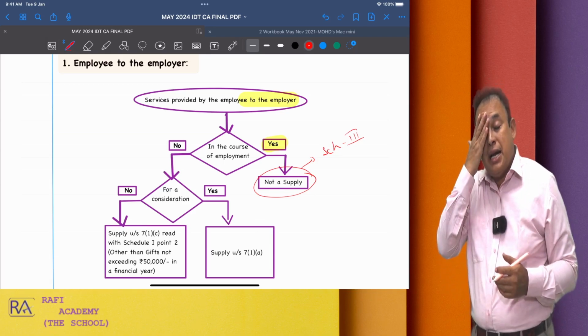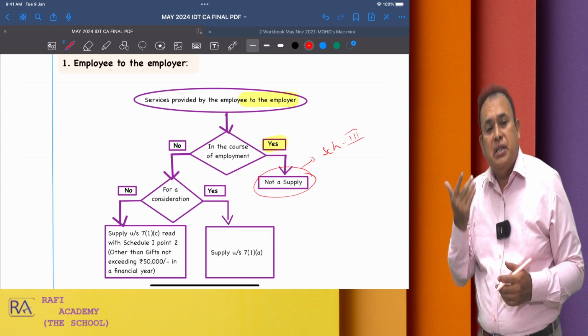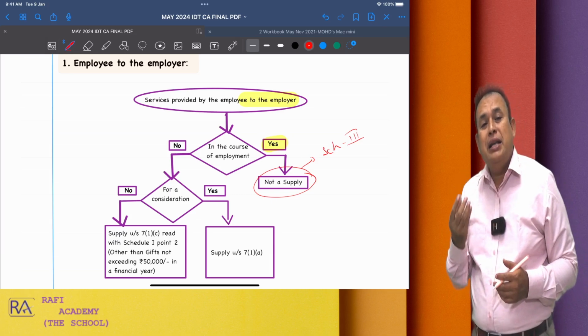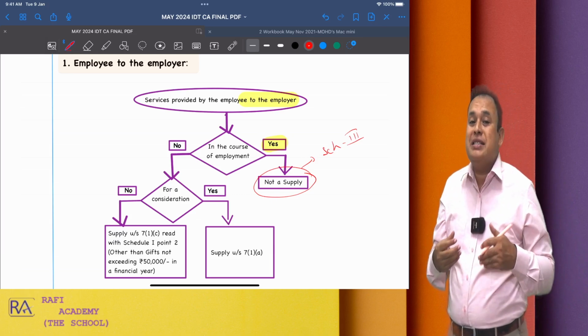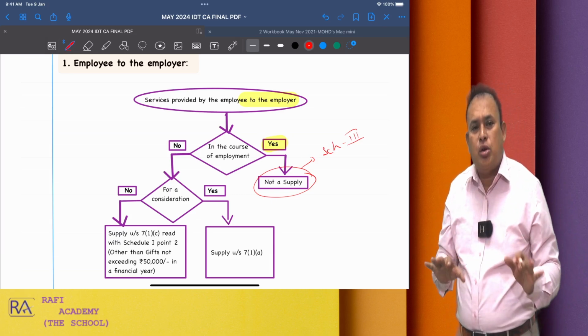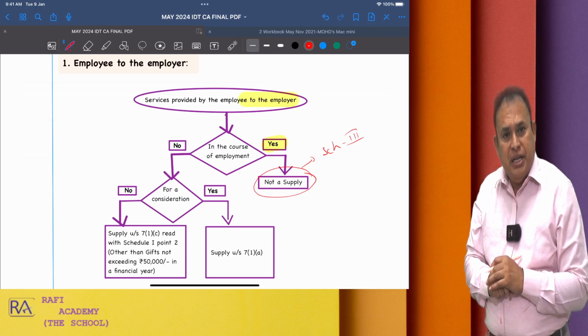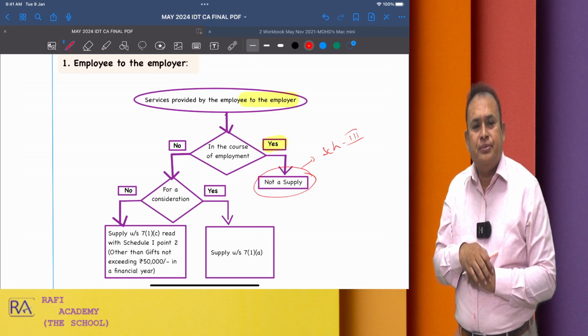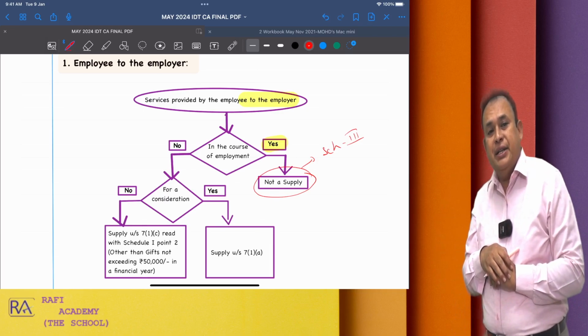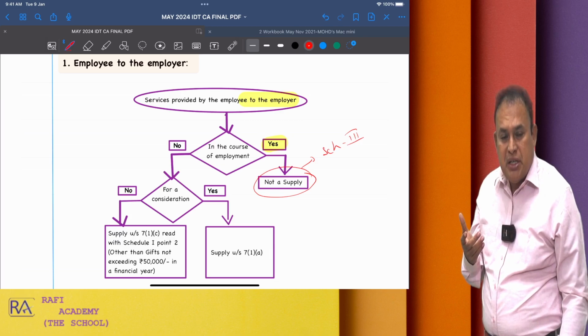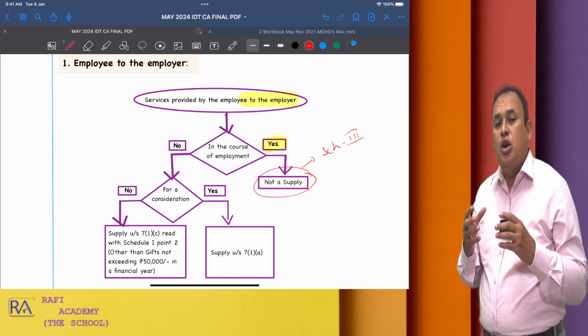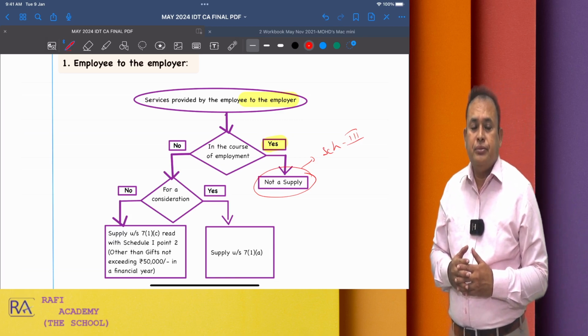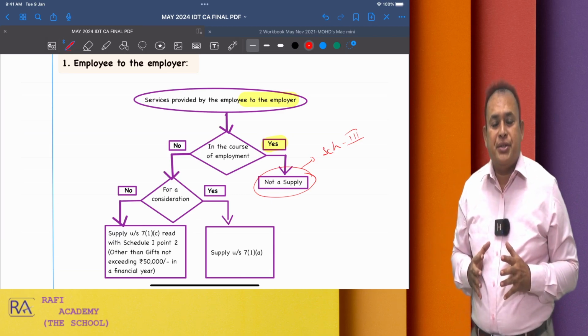Sir, suppose the employee provides services or supplies to the employer not in the course of employment. That means a transaction of supply by the employee to his employer, not in the course of employment. Is it so? Yes, sir. Not in the course of employment. In that case, what type of scenario are you going to look at here? One example I will bring to notice.